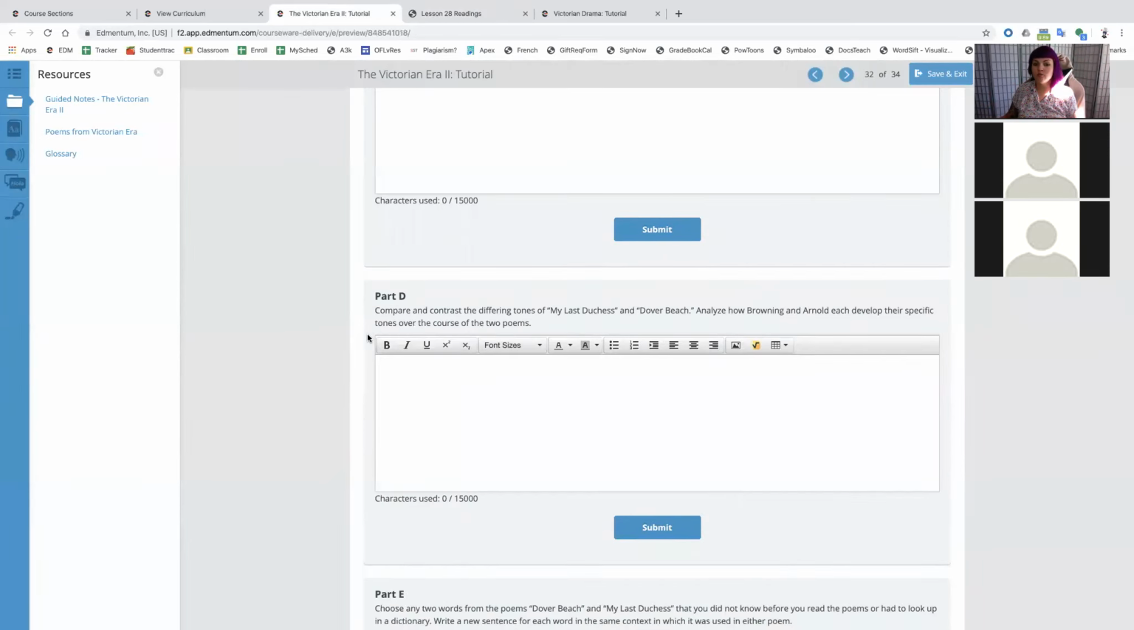And then, okay, so the tone, right? The tone with My Last Duchess is kind of dark. It has this idea of control, and now think about the difference in Dover Beach.